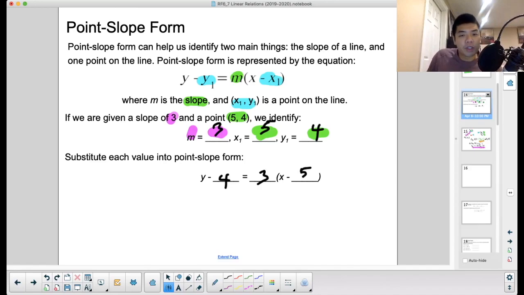So we have your equation y minus 4 is equal to 3 times x minus 5. And that ends up being your linear equation representing some line with a slope of 3, and it goes through the point (5, 4).